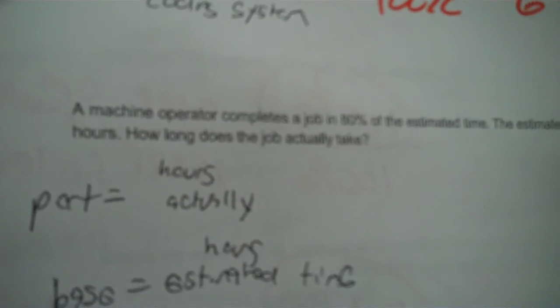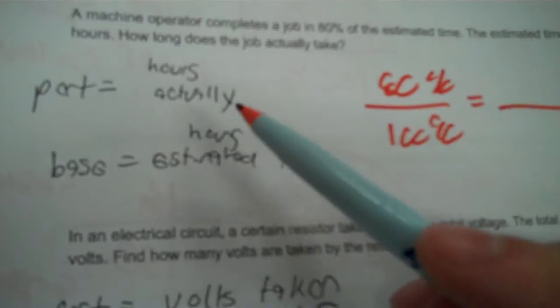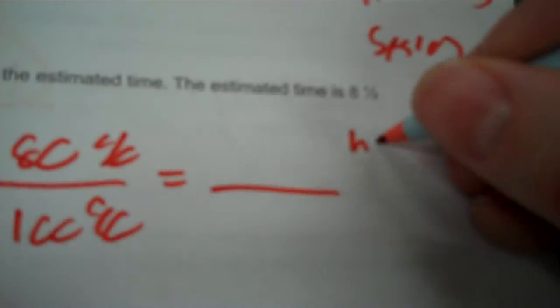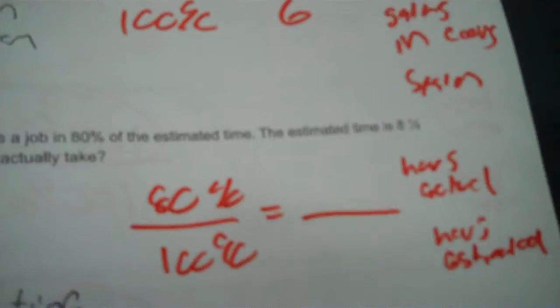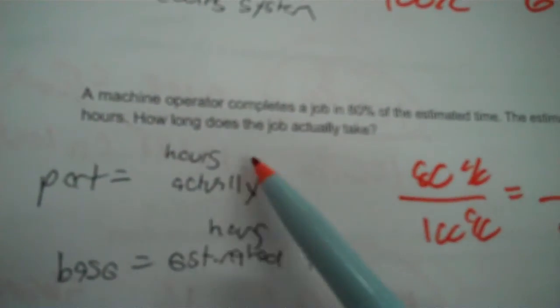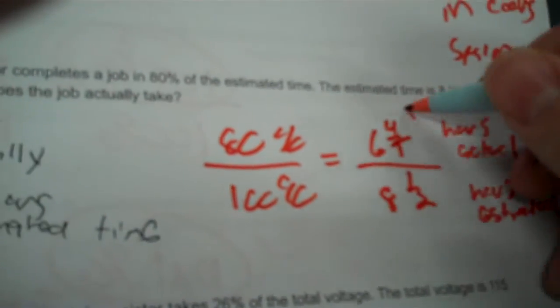Okay, a machine operator completes a job in 80% of the estimated time. The estimated time is 8.5 hours. How long does the job actually take? So the 80% is, the part is the hours it actually took. So hours actual. And the base is of the estimated time, so it's the hours of the estimated time. So we know we got 8.5, that's the estimated time. We're finding how much it actually took. Cross multiply and divide, 6 4/5.